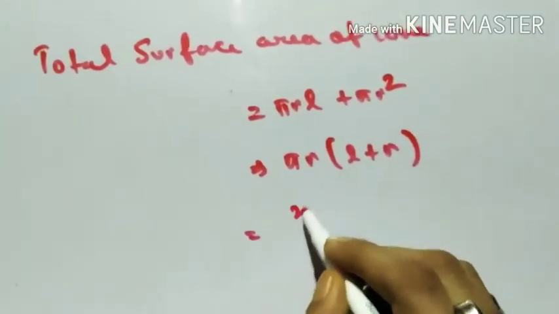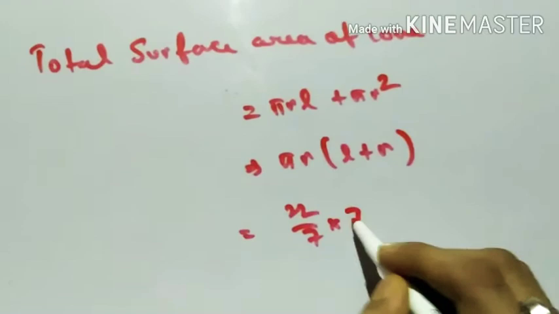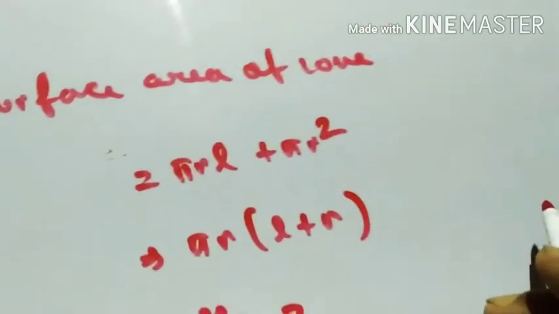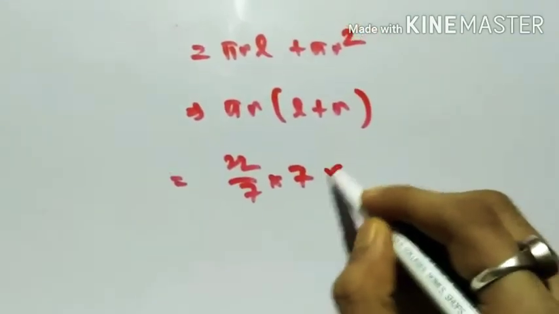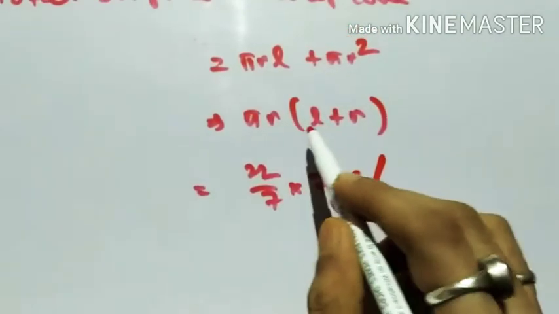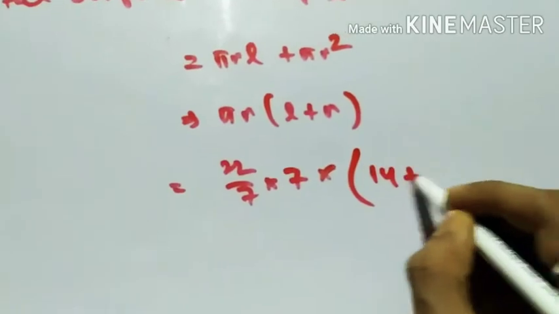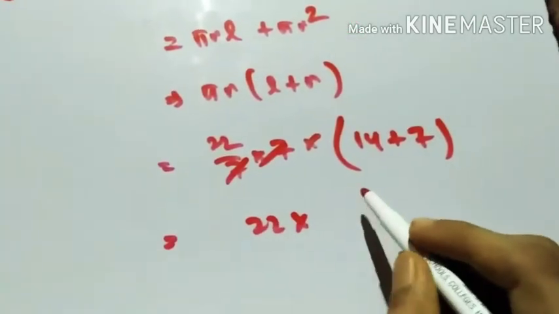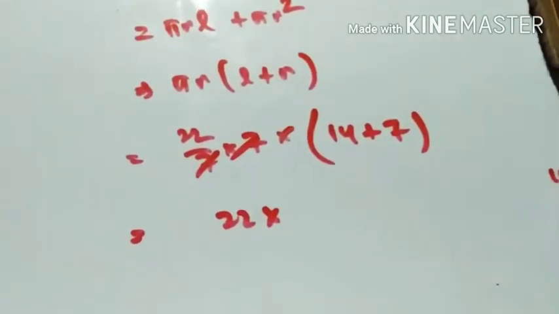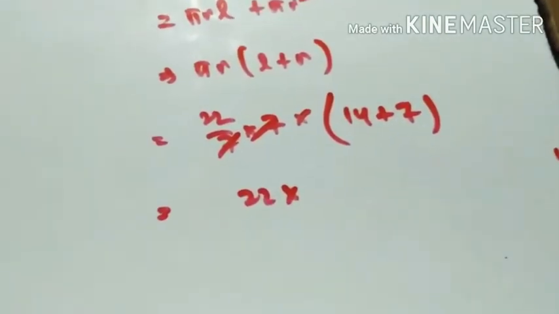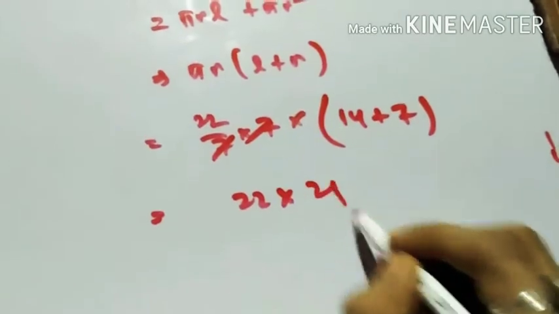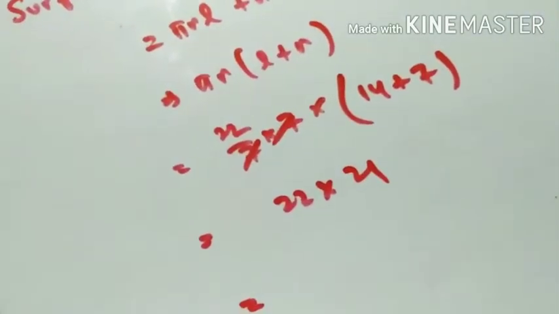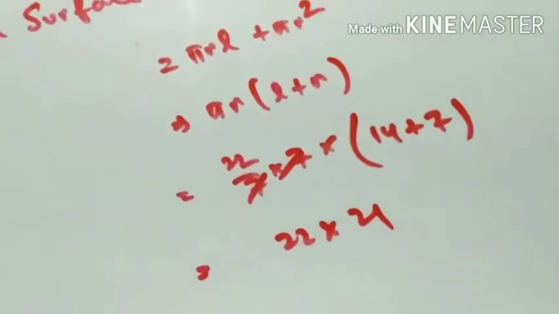Okay, so 22 by 7 into radius, we got 7. Yes or no? Radius we got 7, into bracket start L. It is given 14. So 14 plus 7 is equal to 21. 7 gone. 22 into 21. Let's see how much? 22 into 21 is equal to, I will get 462.